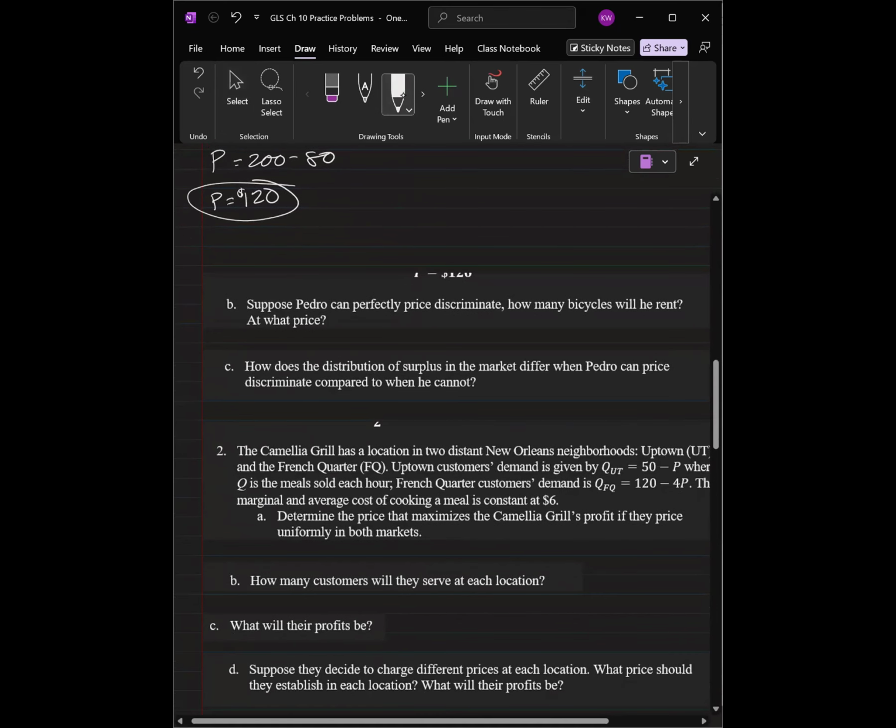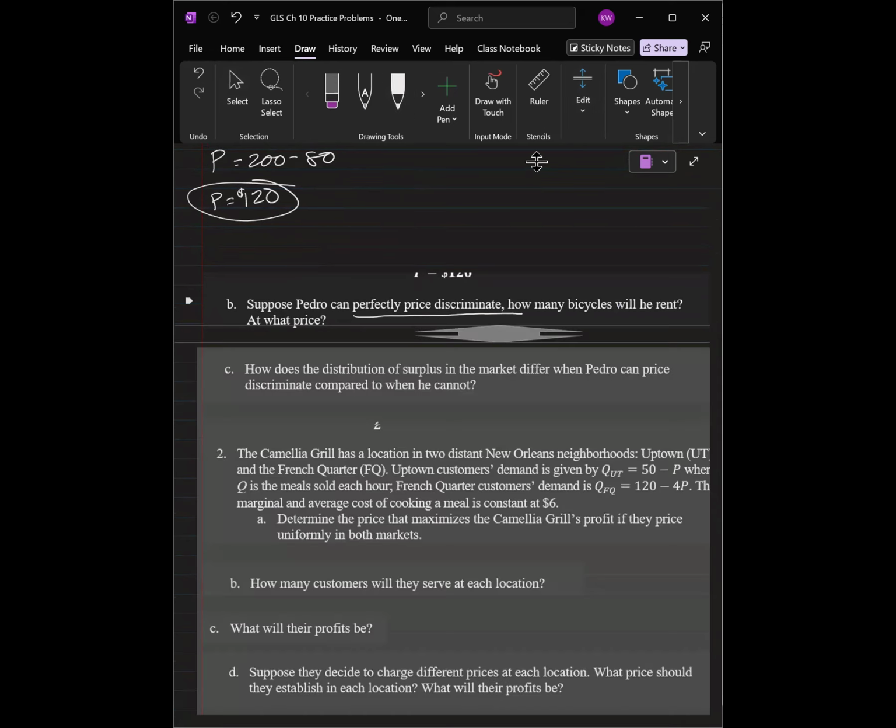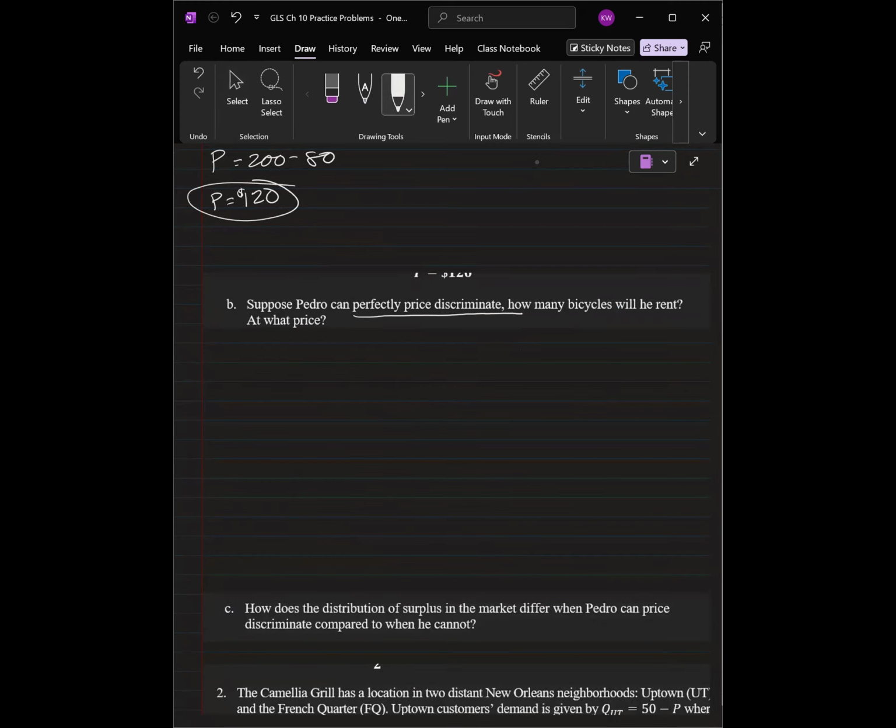Okay. Next, we're going to look at part B. Part B says, okay, now we're assuming that Pedro can price discriminate, and in fact, he can perfectly price discriminate, right? So we want to keep in mind, what does that mean when we say he can perfectly price discriminate? We want to know how many bicycles will he rent and at what price. So perfect price discrimination means that he is going to charge every single consumer their exact willingness to pay. So in terms of the price, there will be no single price, right? Because he's charging every consumer exactly what they're willing to pay.